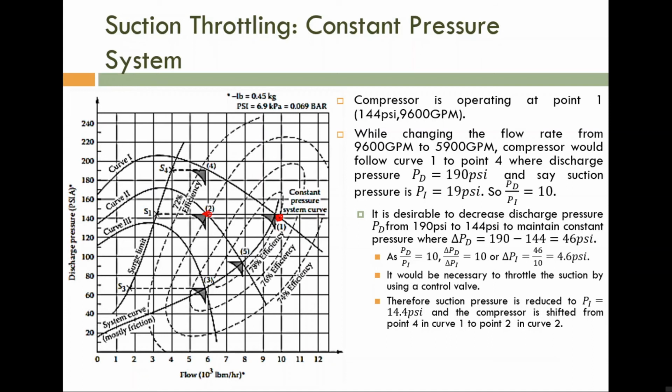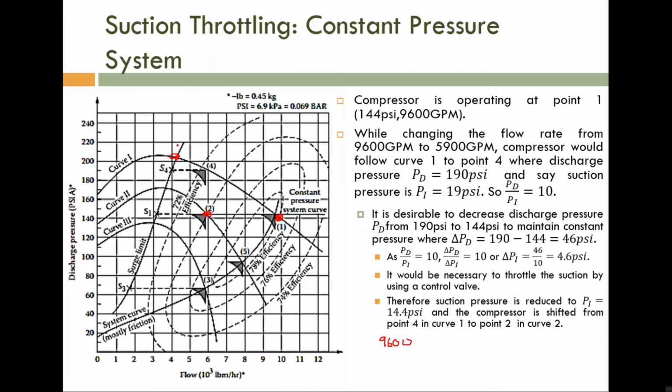Why are we reducing the suction pressure? Because the flow rate is decreased. So in order to maintain the discharge pressure, suction pressure is reduced. Now, I told you, corresponding to operating point 1, the flow rate is 9600. You can see that this operating point is lying on curve 1. And you can see that curve 1 is stable from this point onwards. Up to this point, the system is unstable. From this point onwards, curve 1 is stable.